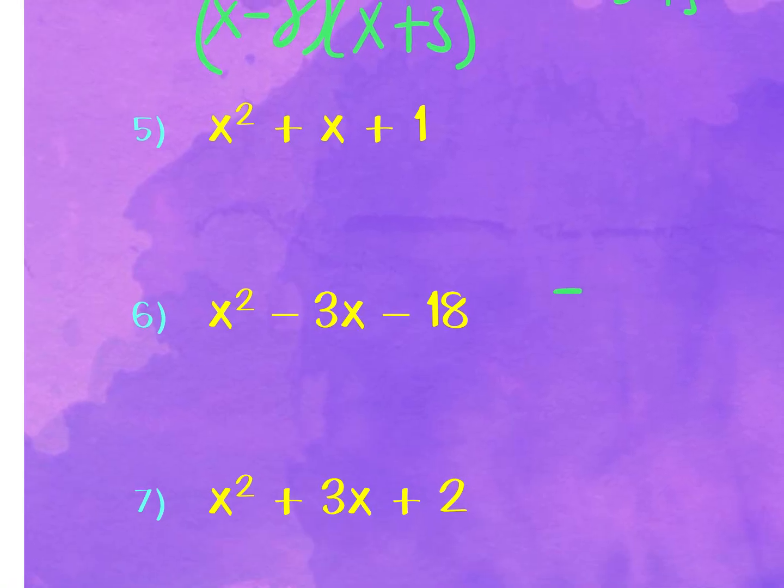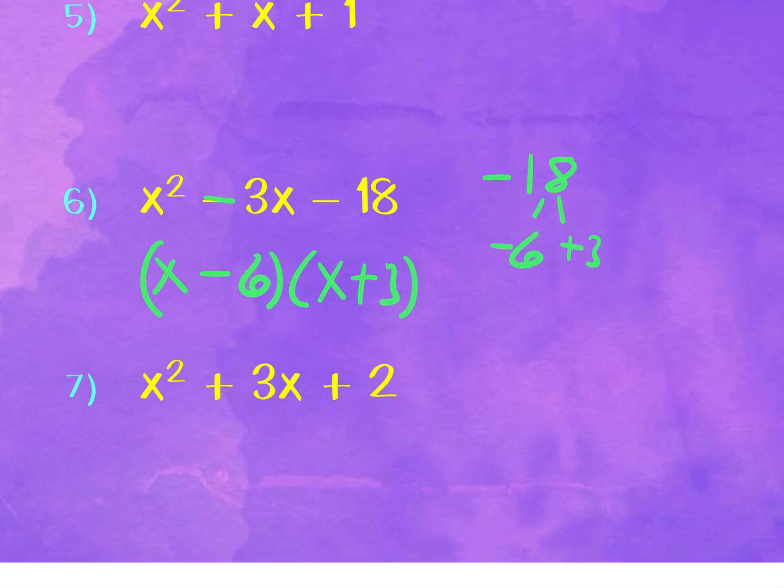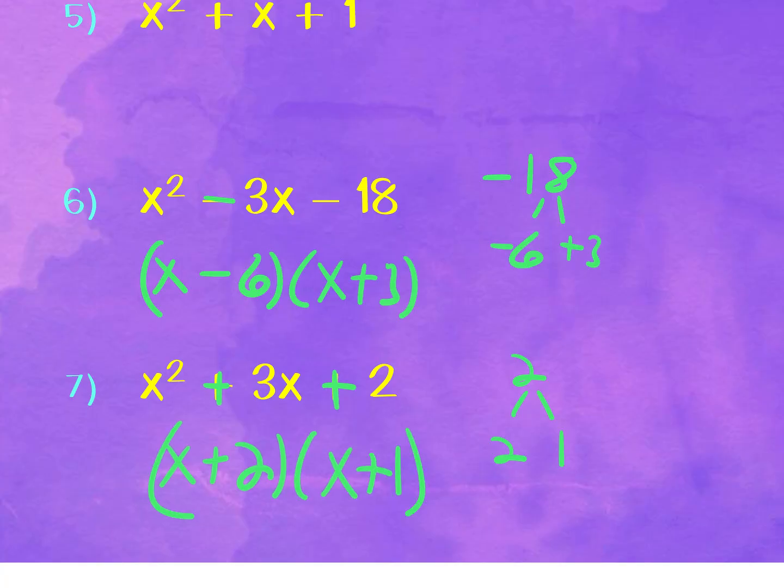Number 6, we can do the same thing. Factors of negative 18 that add to negative 3 should get you negative 6, positive 3. So x minus 6, x plus 3. Number 7, you're looking for two positive numbers, since this is a positive and a positive. So this is going to be 2 and 1. All right, so it's going to be x plus 2, x plus 1.